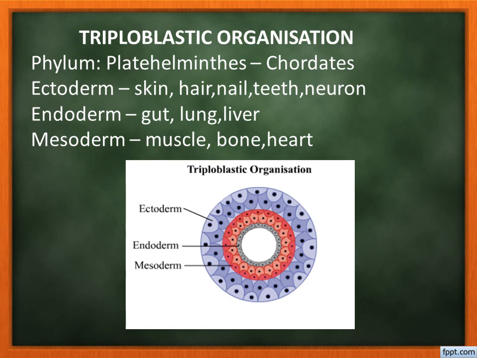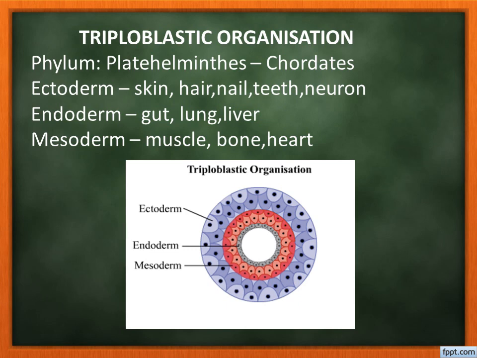So the first one we said is found in the Porifera and the coelenterates, right? But here, from Platyhelminthes to Chordata, it consists of three layers. Okay. From each layer, the organs will be produced.